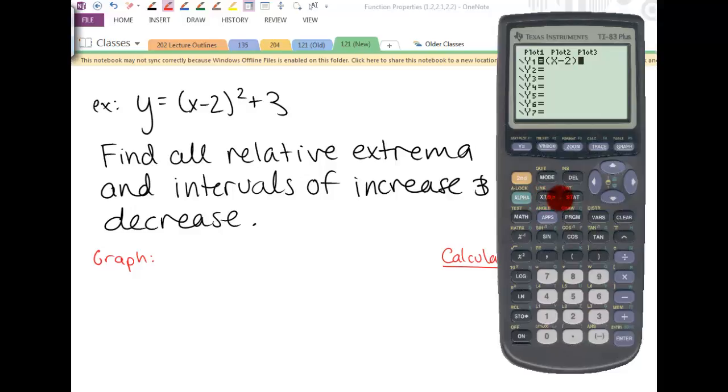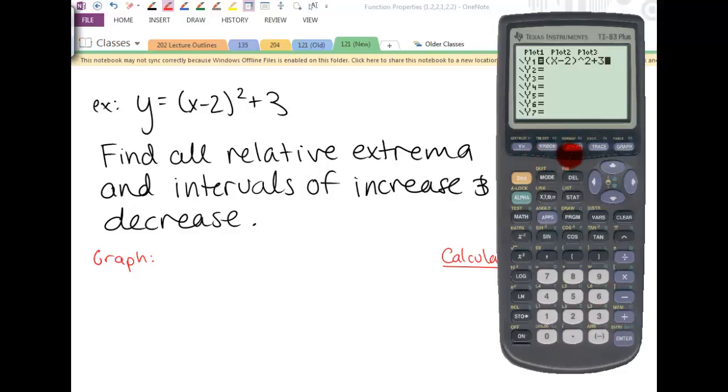That's the variable button. For squared, you can either use the squared button on the left-hand side, or you can use the up caret and 2. Right? You can use that for other powers. Plus 3. And then I'm going to graph it.